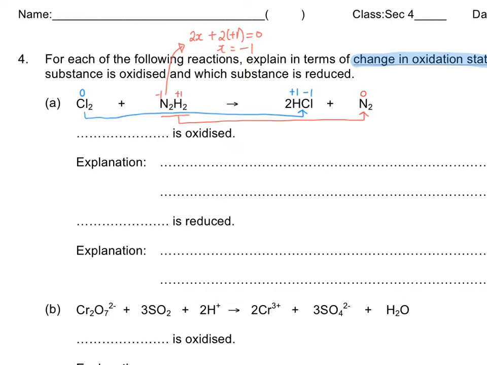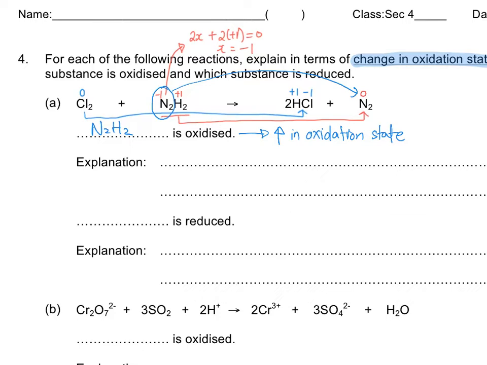Alright? So in order to know what is oxidized or reduced, you need to look at the substance that has an increase in oxidation state. Which oxidation state increased? Which oxidation state went up? The oxidation state of N went up from minus 1 to 0. So N2H2 is oxidized.